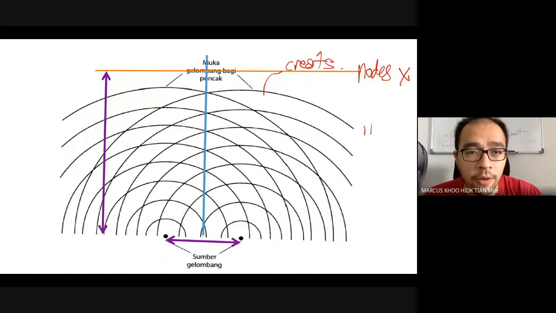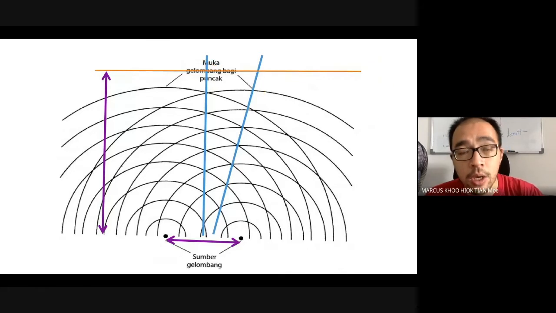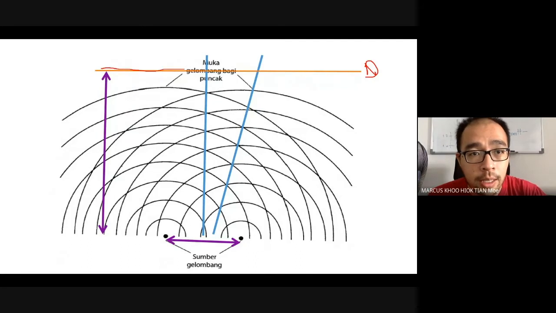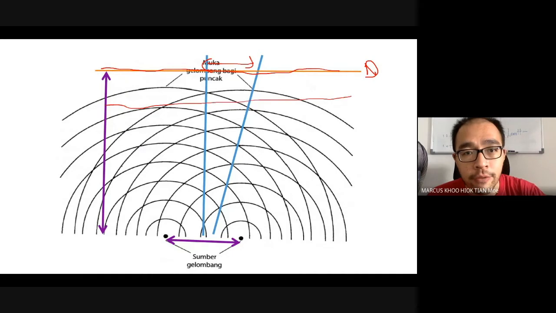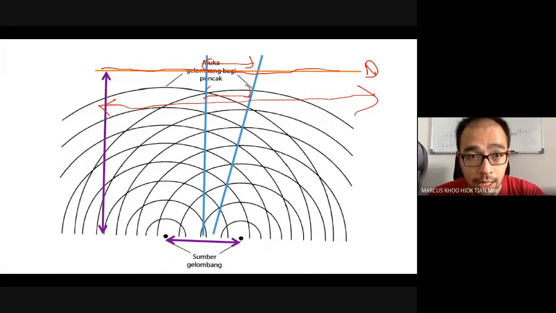Of course you're going to get this is the nodal line, so you find the next nodal line, and after that you measure. This is the X. This line you can draw higher or lower, up to you. But you must make sure that where you draw the D is where you measure the X. If you put your line over here, then this is the X.